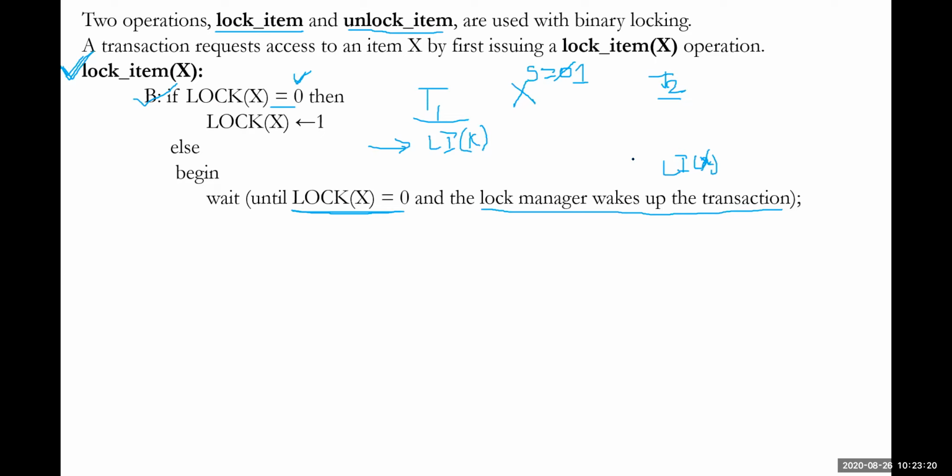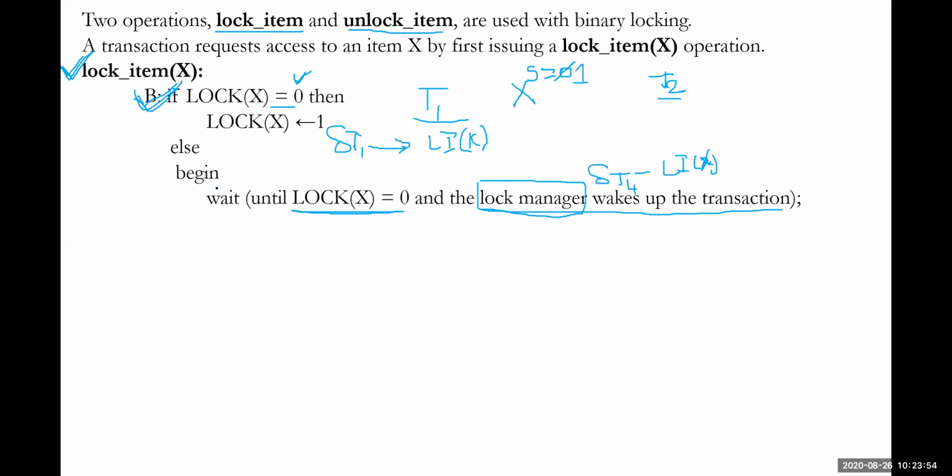Now, in the course of time, after some time, let me say this is delta t1 time, and this operation has been operated at some delta t4 time. At delta t4 time, transaction T2 has operated lock item of X. Immediately the database lock manager checks what the lock status of X is. Here the lock status of X is equal to 1. Yes, so this condition fails.